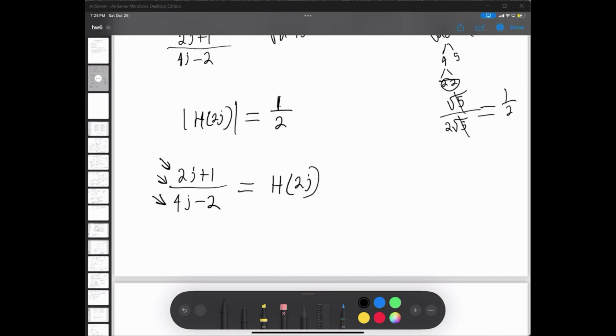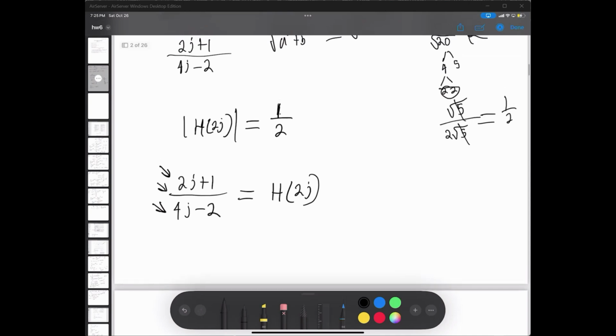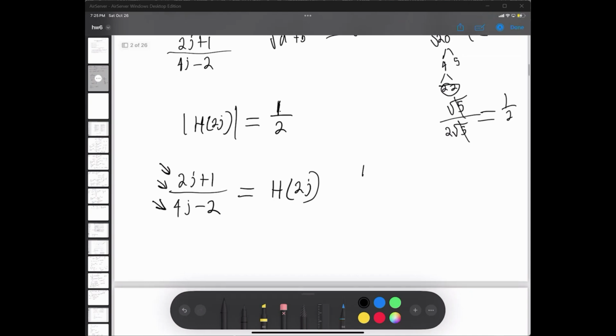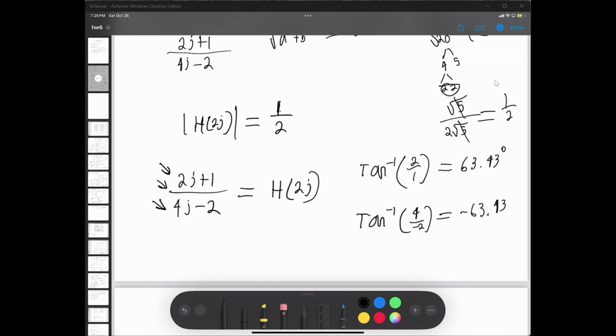So we're going to find out what the angle is up top. All right, to find the angle of any phasor, you should know this if you've taken 202. You take the inverse tangent of the imaginary part over the real part, 2 over 1. That'll give you your angle. And then do the same on the bottom, inverse tangent of 4 over negative 2. Let me compute that real quick. All right, these are the numbers you'll get.